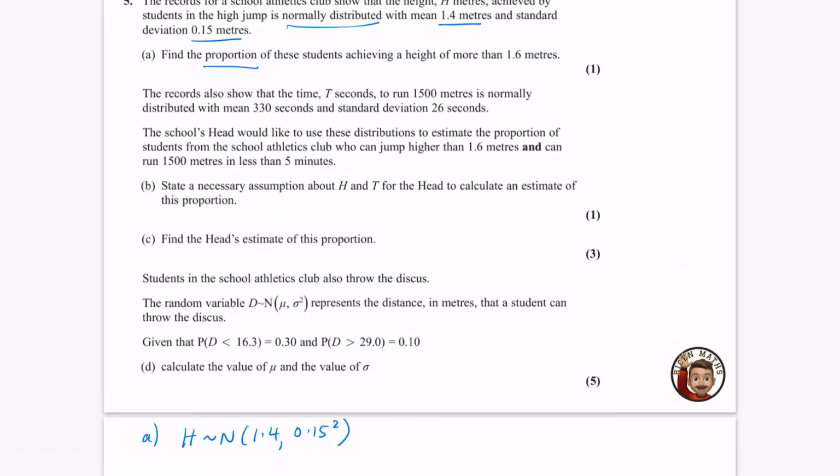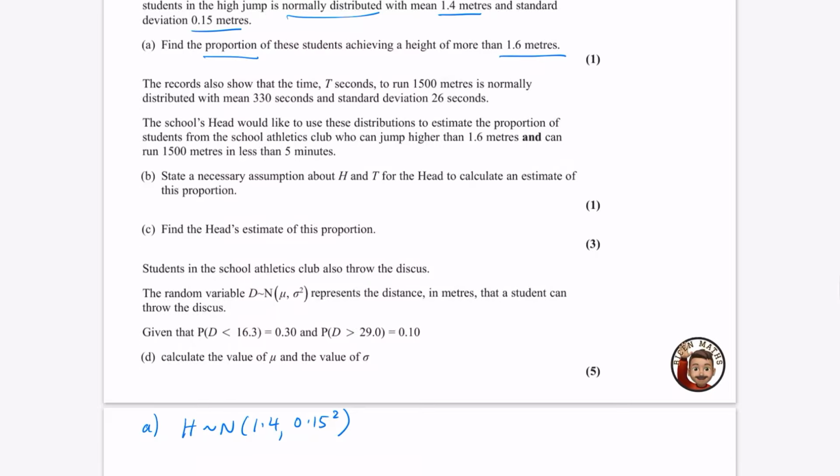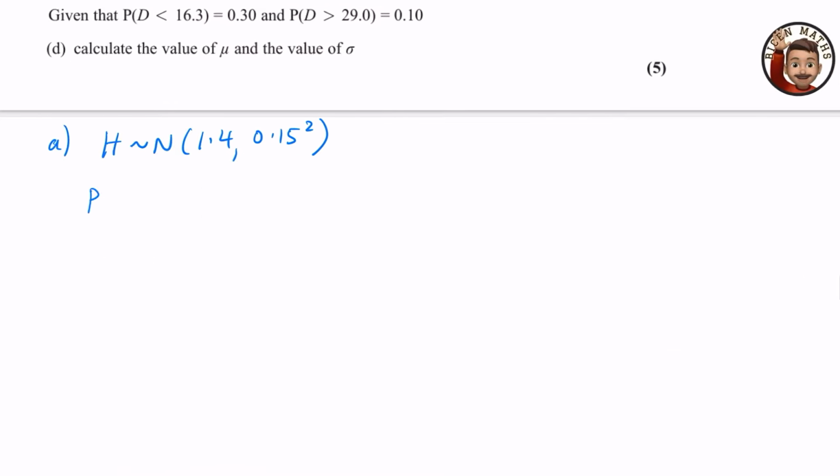Find the proportion, that means just like the probability, of these students achieving a height of more than 1.6 meters. So it's asking us to say, what is the probability that the height is greater than 1.6? I'm not going to go into the details of how to use your calculator, because you should know how to use it for this. I'm just going to go on my distribution mode on my graphics calculator, and find the probability that it is greater than. So I'm switching it to greater than. I'm going to say that the x value is 1.6, the average is 1.4, and the standard deviation is 0.15.